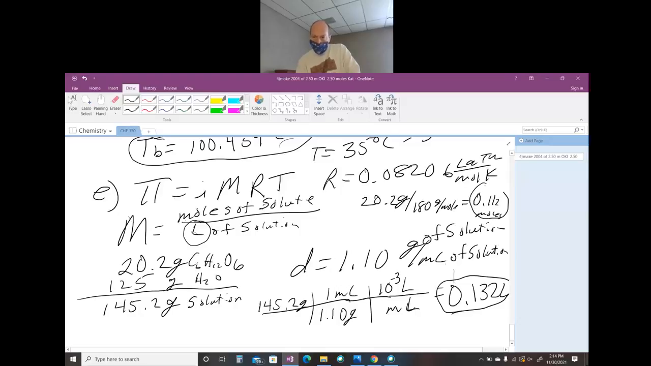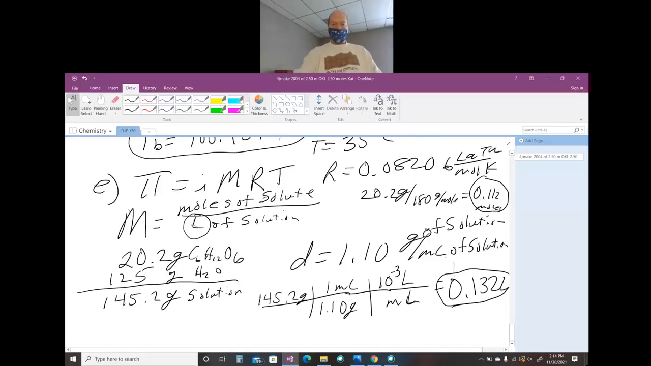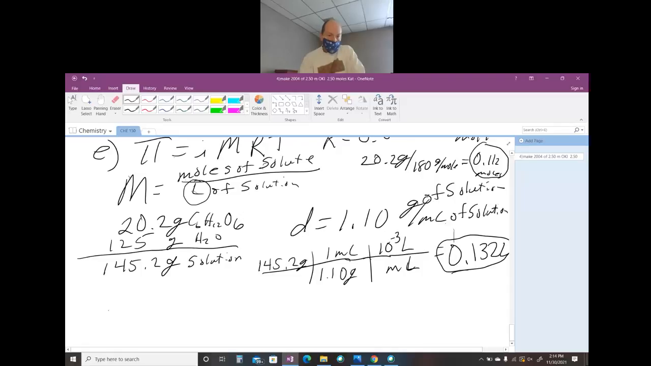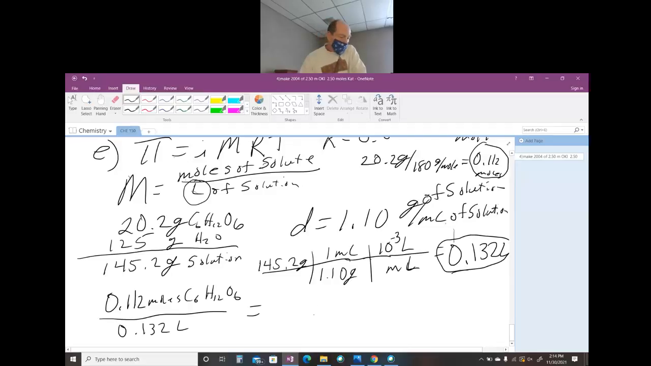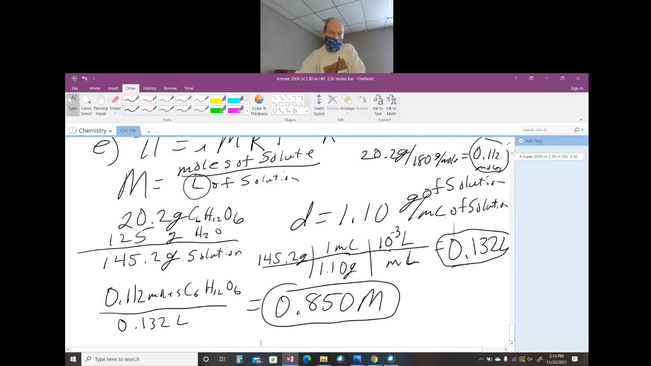And here is our moles of solute. We just divide those two numbers. So the molarity is 0.112 moles of your C6H12O6 divided by your 0.132 liters. And that gives you a molarity of 0.850 molar. All right, and so now we can solve for the osmotic pressure.